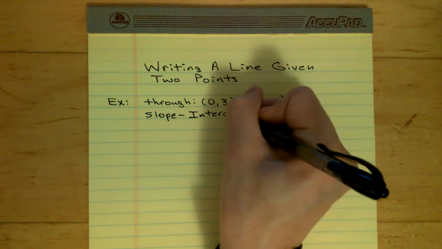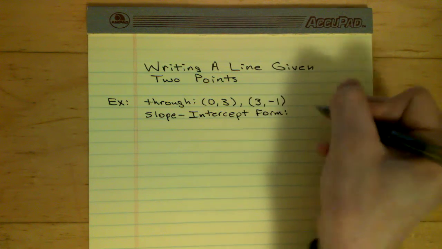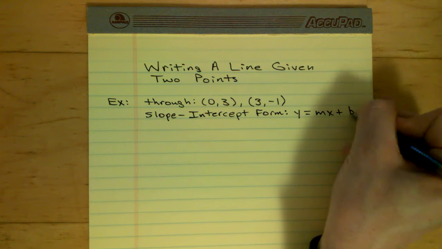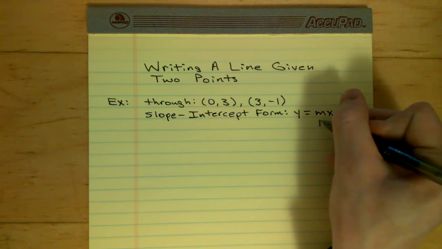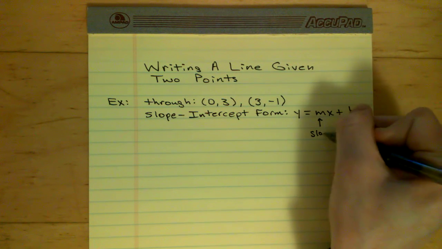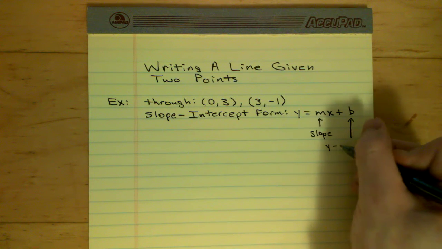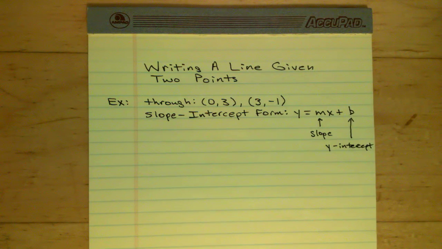Slope-intercept form is going to be given by y equals mx plus b. The x and the y are going to be variables, but the m is going to stand for the slope, and the b is going to stand for the y-intercept. So what we're going to be doing is using these 2 points to figure out the slope. So the first thing to do is to find the slope.